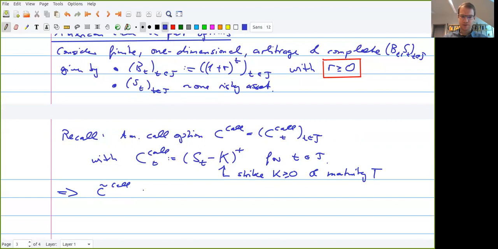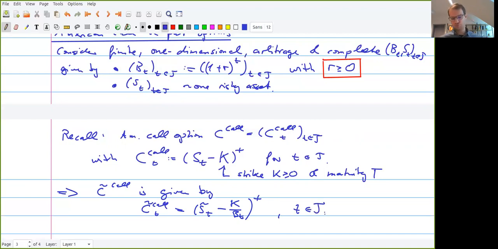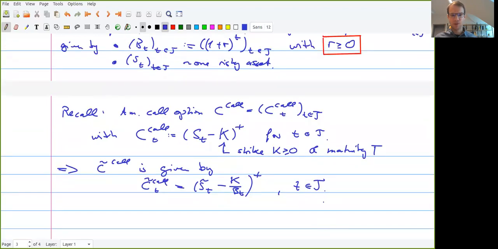You have also, of course, an American option, and you have also the discounted counterpart. So the discounted call option at time t is, you discount the price process and you discount here. So basically you divide by the B_t, and that's it. Okay, so let's price this American call option here.